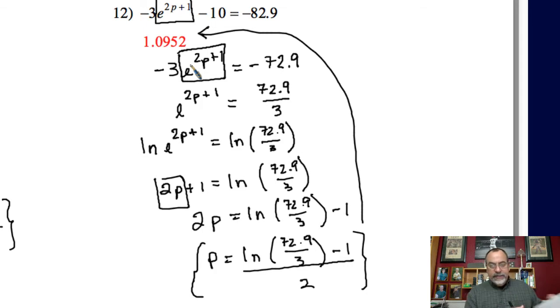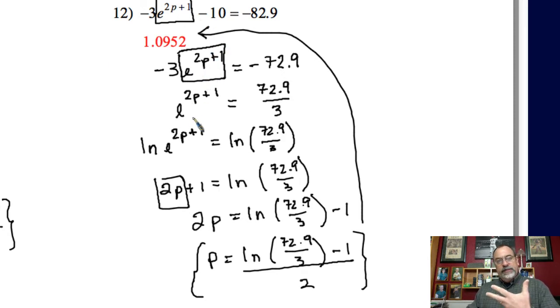So let's go ahead and calculate that just real quick. So I'm going to take the natural log of 72.9 divided by 3, enter. I'm going to take that number and subtract 1, enter. And I'm going to take that number, divide by 2, enter, and I get 1.0952, which is what I have as my decimal approximation here.